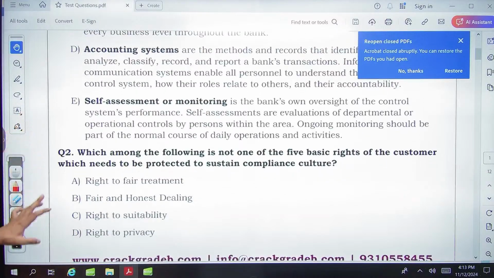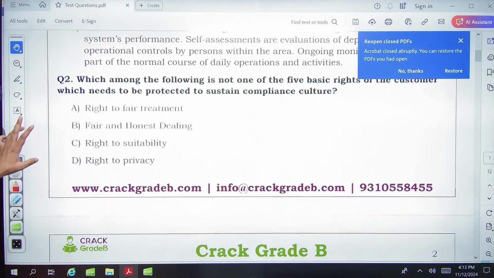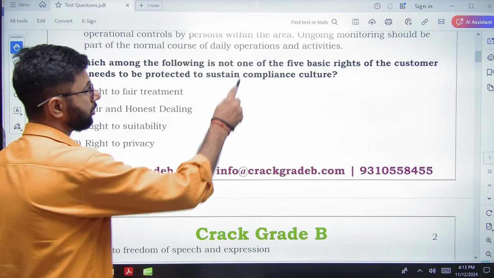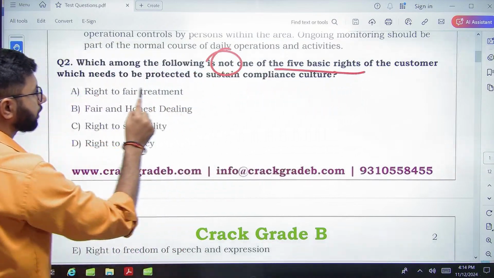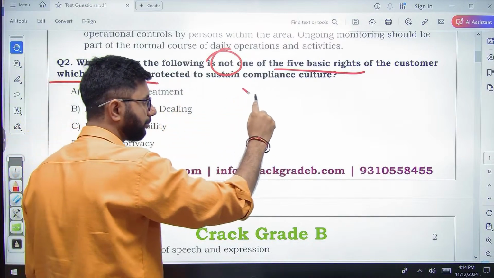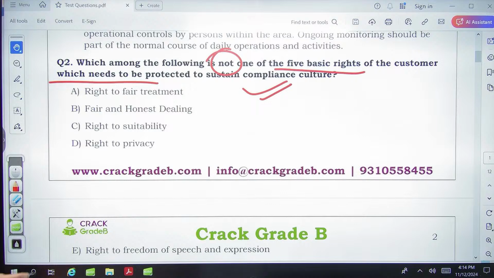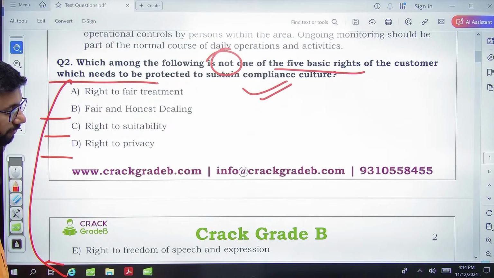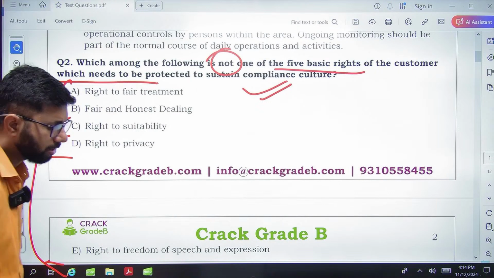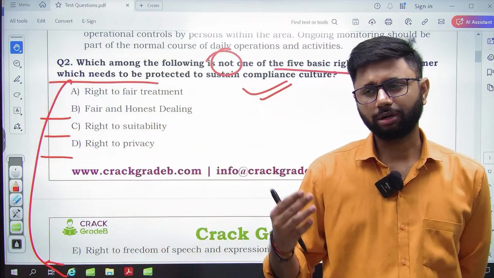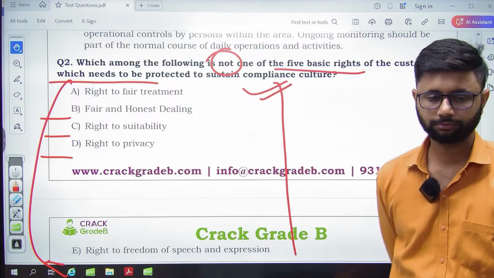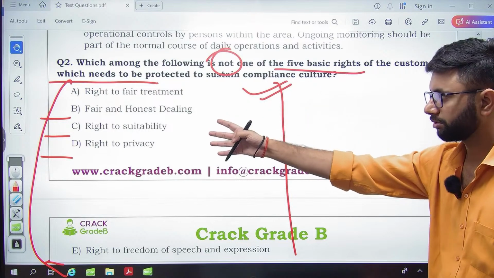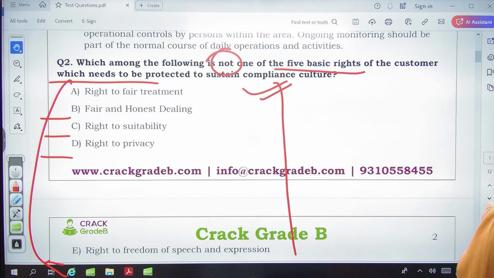Let's move on to the next question, which is: which among the following is not one of the 5 basic rights of the customer which needs to be protected to sustain compliance culture? Is it right to fair treatment, fair and honest dealing, right to suitability, right to privacy, right to freedom of speech and expression? What do you think does not come under, or at least the bank is not liable to provide this to customers? जब बैंक के लिए primary focus in terms of rights is what, which is directly related to their dealings.